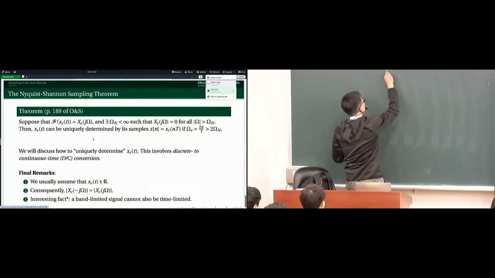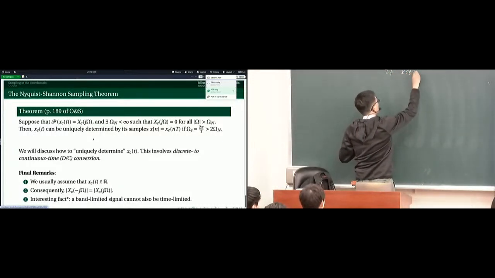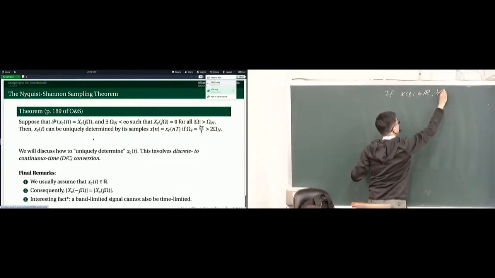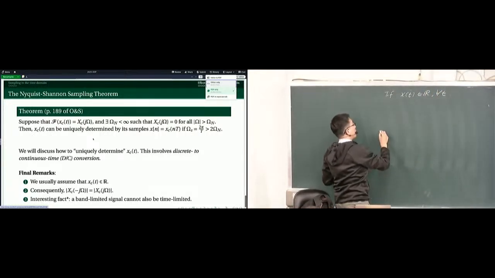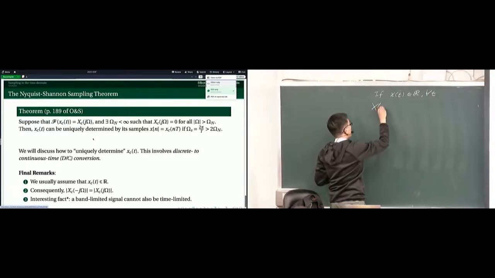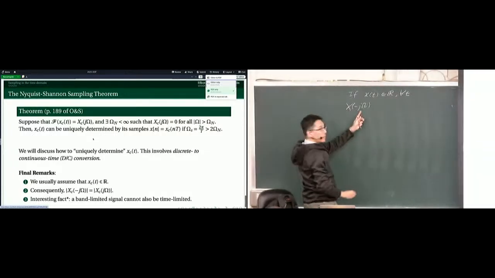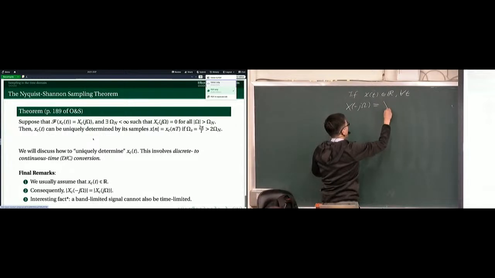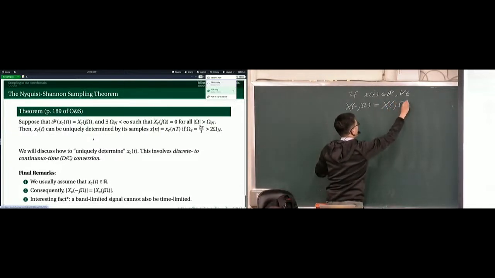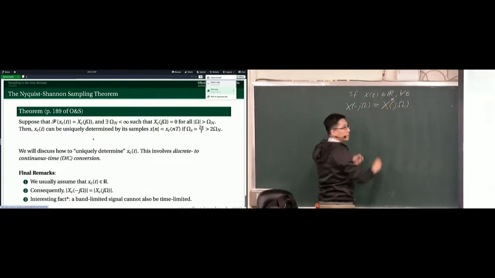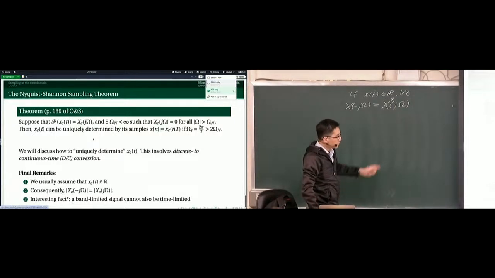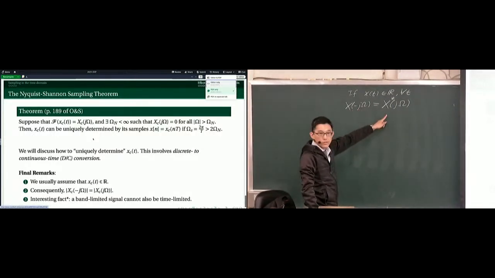If x is real at all t, then the spectrum evaluated at the negative frequency is going to be the spectrum evaluated at the positive frequency with a conjugate. I didn't exactly say that, but because of this symmetry, it can be easily shown from the definition of the Fourier transform. This is a fairly trivial property, okay? So I want you to make sure that we all know that.